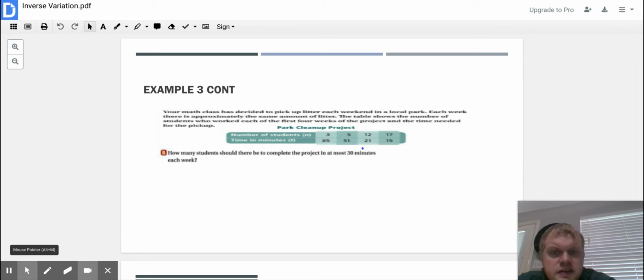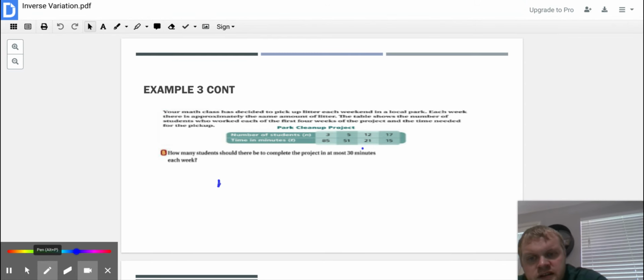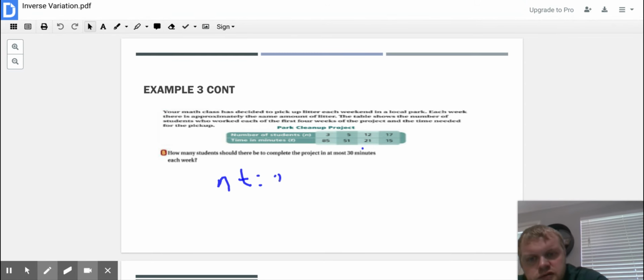How many students should there be to complete the project in at most 30 minutes each week, right? So again, now we're trying to solve for the students part. So that means we need to get students by itself. So if I rewrite that model that we had, the nt equals 255. And again, we want students to be the variable that's by itself. So that means we want n by itself. So I'll divide both sides by t.